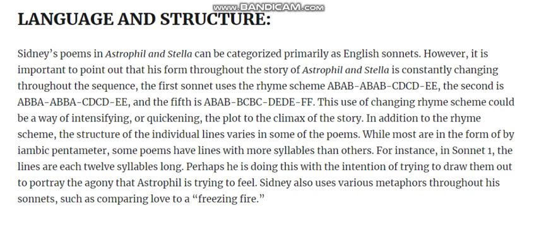While most are in iambic pentameter, some poems have lines with more syllables than others. For instance, in Sonnet 1, the lines are each 12 syllables long. Perhaps the intention is to draw them out to portray the agony that Astrophil is trying to feel. Sidney also uses various metaphors through his sonnets, such as comparing love to a freezing fire.